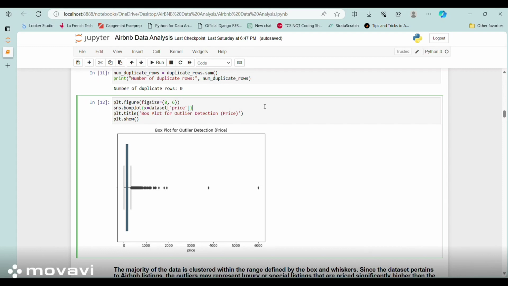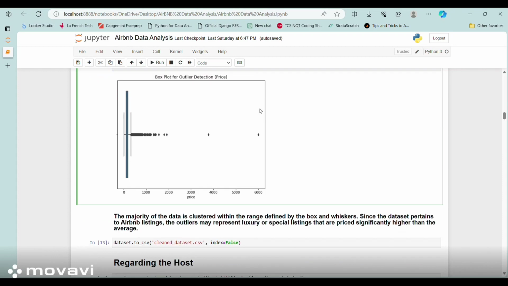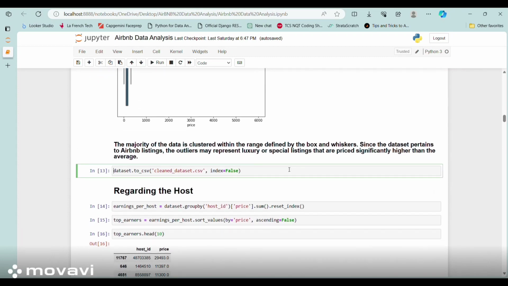Having completed our initial data cleaning and outlier detection steps, we have now saved the cleaned dataset to a new CSV file named cleaned_dataset.csv. This cleaned dataset is ready for further analysis, ensuring that we are working with accurate and reliable data. Then we calculated earnings per host.